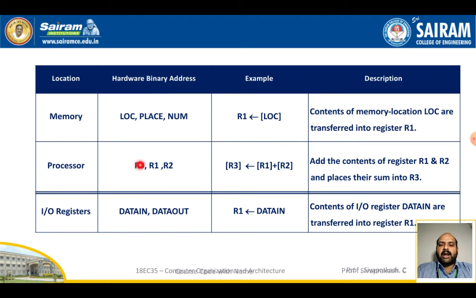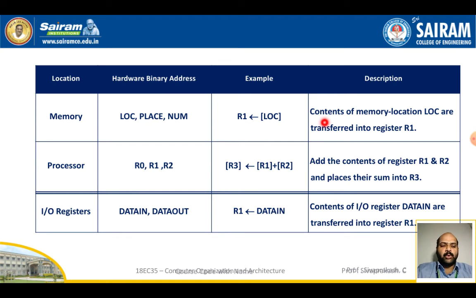A register may be R0, R1, R2, R3, etc. And IO registers always deal with data in and data out instructions. So how is the example going to be presented? It may be mentioned as memory location tends to R1. The content present in this particular memory location is going to be moved to the register R1. That is the description given over here.